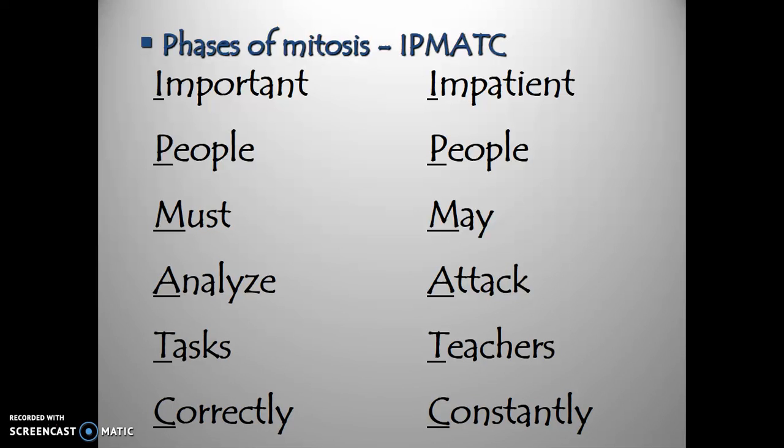So here's some sentences to help you remember the correct order of the cell cycle. I like this one. Impatient people may attack teachers constantly. Interphase, prophase, metaphase, anaphase, telophase, cytokinesis. Okay? Important people must analyze tasks correctly, or you can make up your own sentence if you don't like these ones. But make sure you know the correct order of the phases of mitosis.